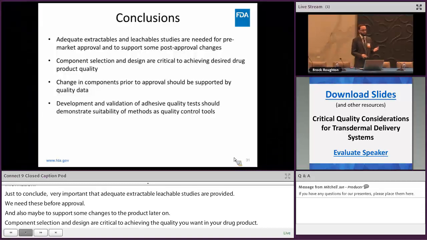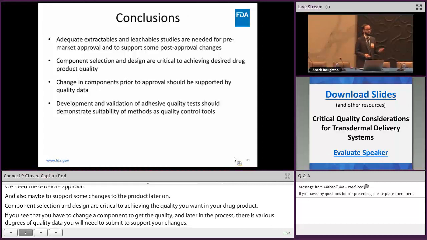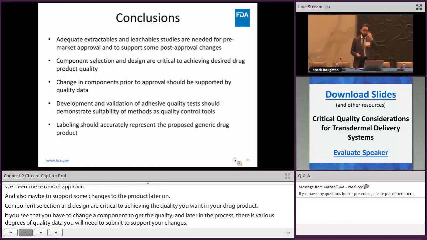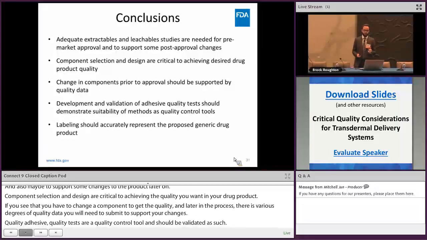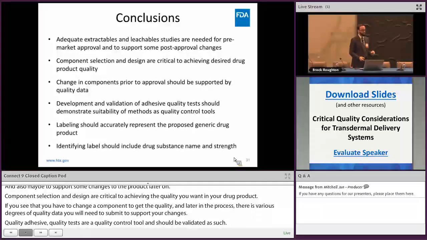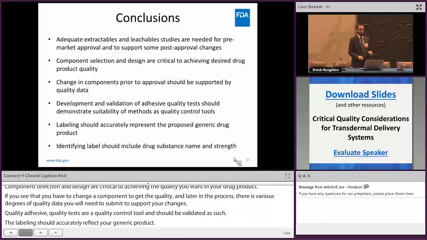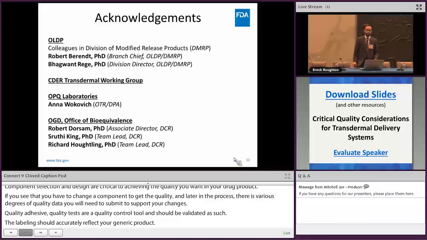Adhesive quality tests are a quality control tool and should be developed and validated as such so we have reliable data. And the labeling should accurately reflect your generic product. And then finally, the identifying label on the system itself should always include the drug substance name and the strength.